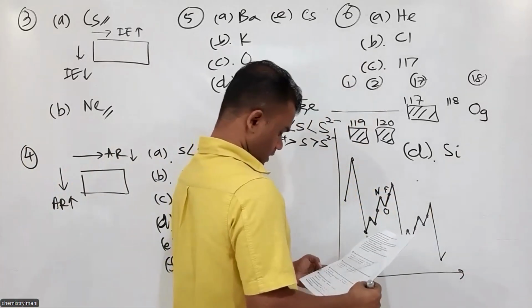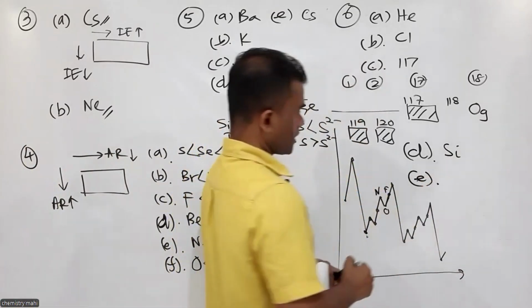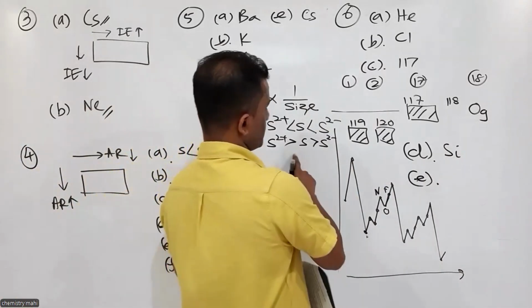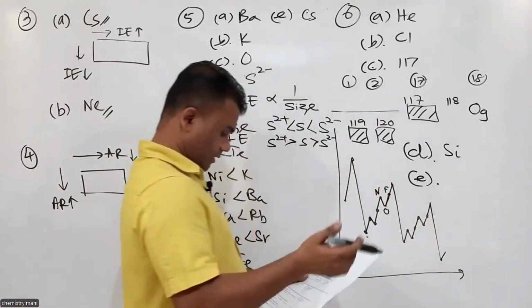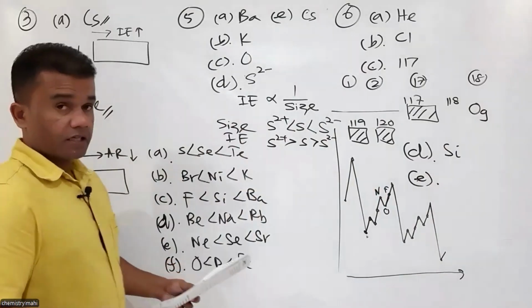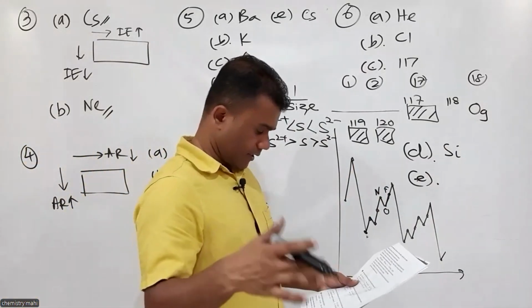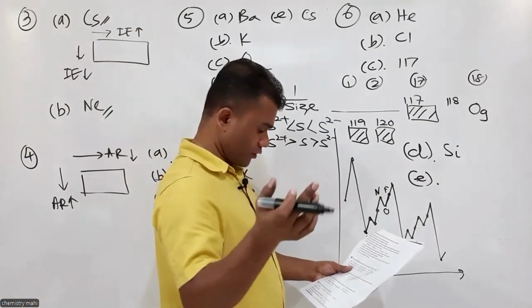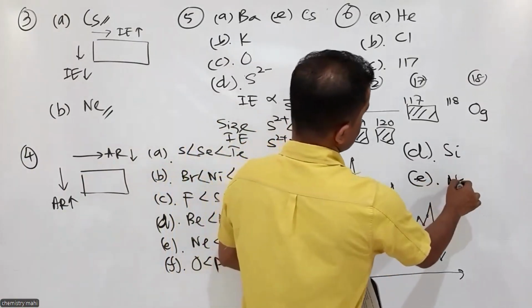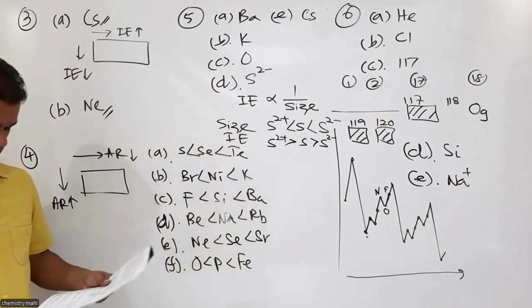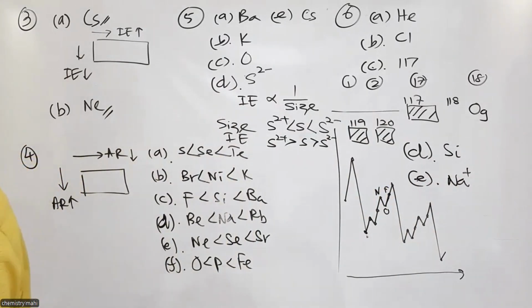A, B, C, D, E also available. In the case of E, you are given minus, plus, then this one. They ask directly the sizes. Easy. Because I told you, anion larger than the parent atom, cation smaller than the parent atom. This should be the smallest one, meaning the cation, sodium plus. That's how we get the answers for question number 6.